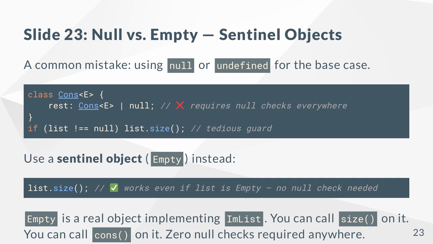The Sentinel object pattern uses empty instead. Empty is a real object that implements ImList. You can call size on it. You can call cons on it. It behaves correctly without any null check anywhere. Zero null checks required, ever.